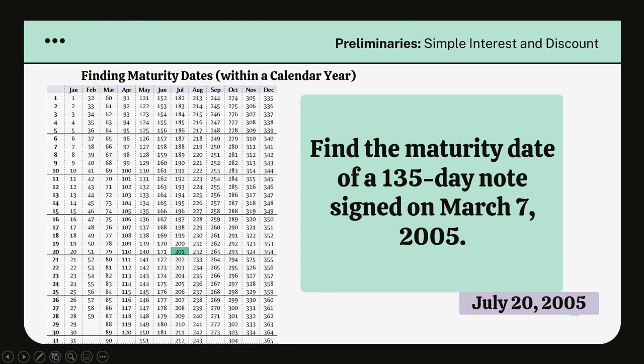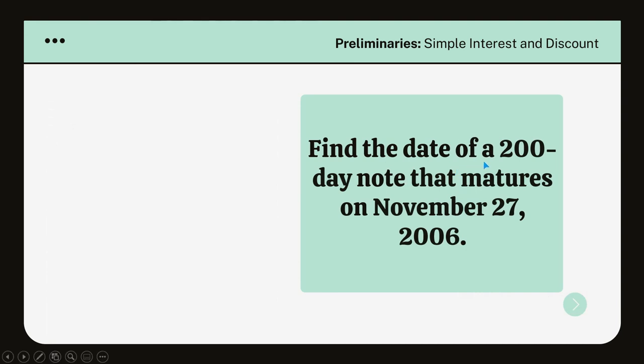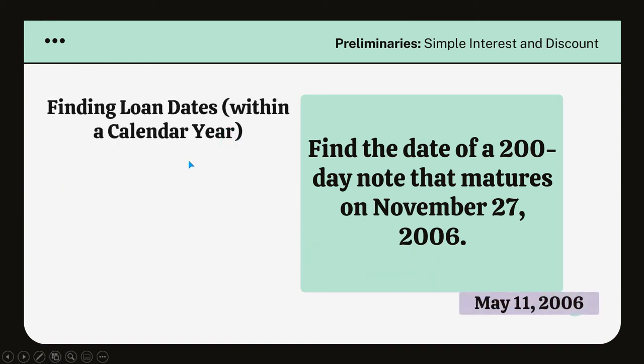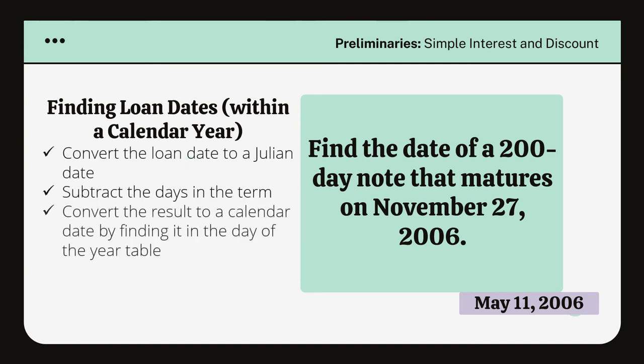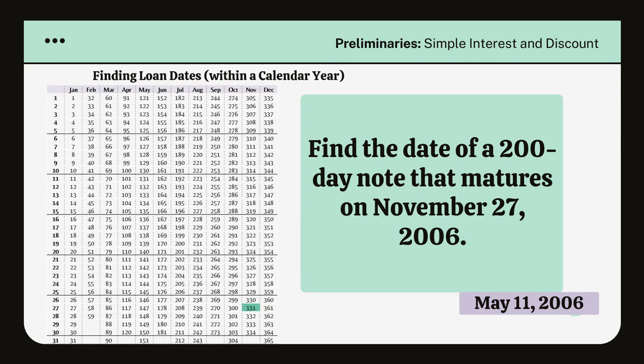Okay? Next. Find the date of a 200-day note that matures on November 27, 2006. Okay, so in this case, we're going to find out the loan date. It's the reverse in this case. So the answer is May 11, 2006. So, it's still within the calendar year. Convert the maturity date to a Julian date, subtract the days in the term, and convert the result to a calendar date by finding it in the day of the year table.